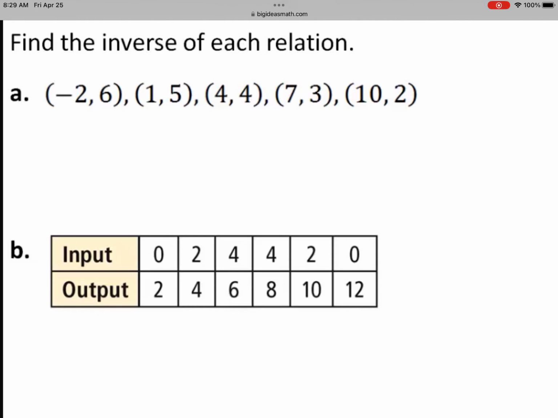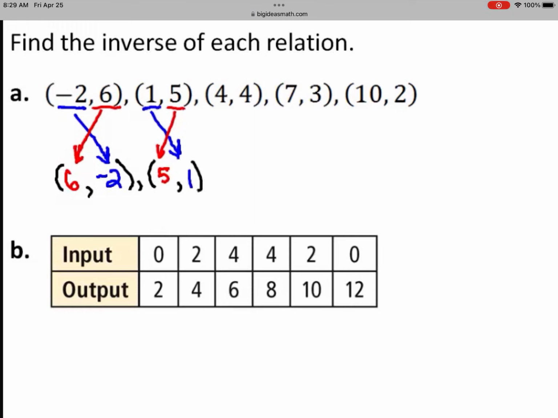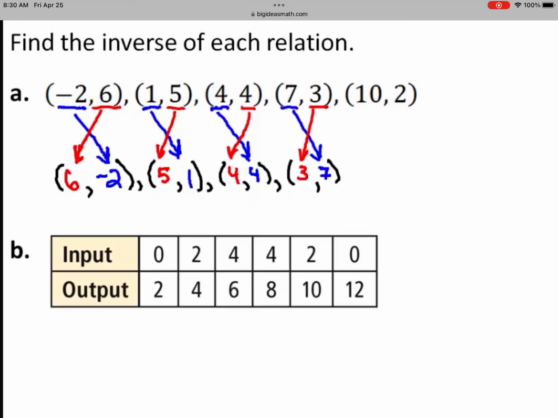So (-2, 6) becomes (6, -2), (1, 5) becomes (5, 1), (4, 4) becomes (4, 4), (7, 3) becomes (3, 7), and (10, 2) becomes (2, 10). So the inverse of the given relation is (6, -2), (5, 1), (4, 4), (3, 7), and (2, 10).